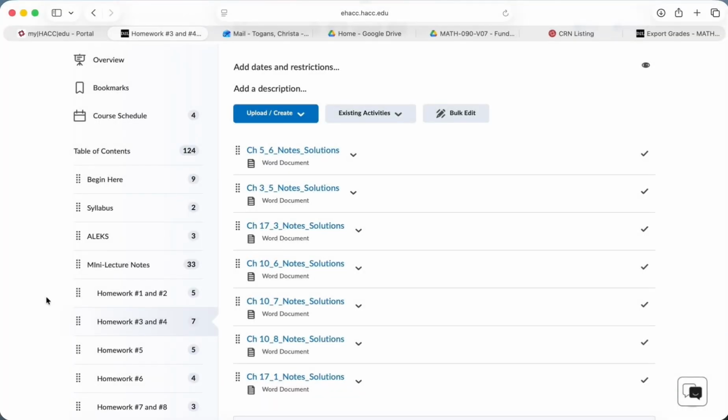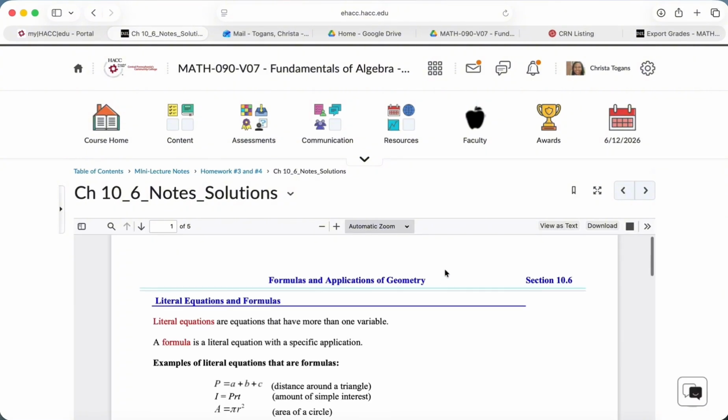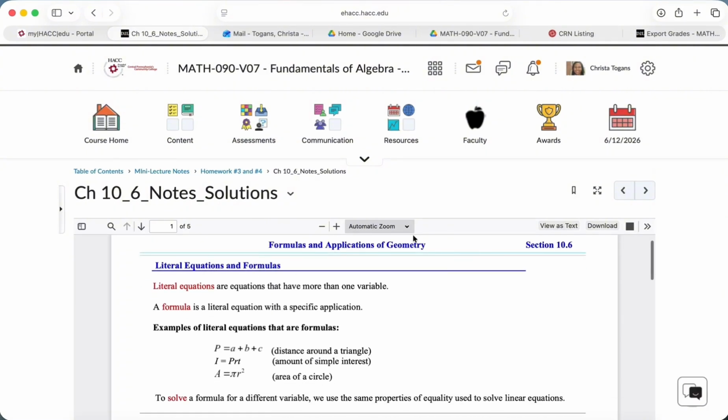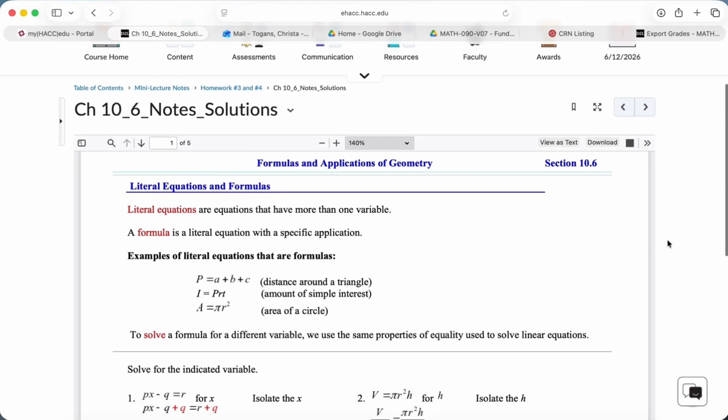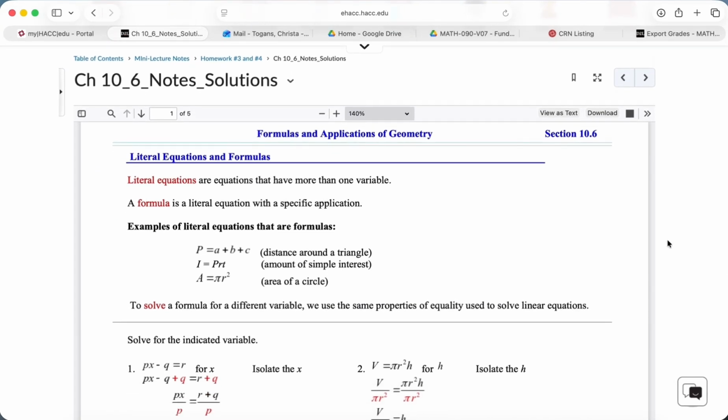So under mini lecture notes, these are the instructor notes that have the solutions included in them. So 10.6 is the first one. In your homework 4, you have something called literal equations. Literal equations are equations that have more than one variable.